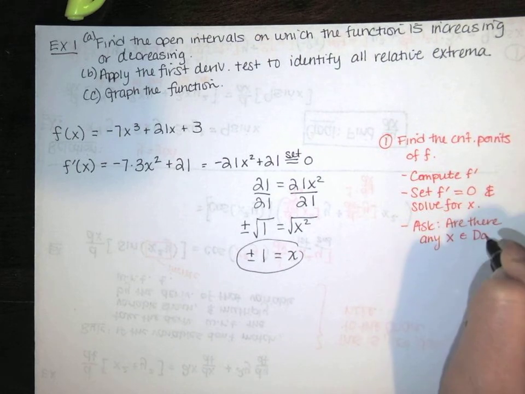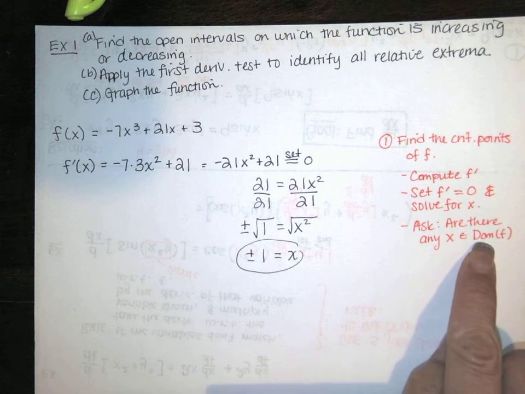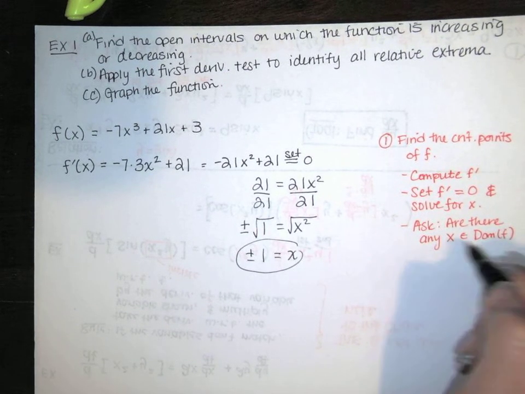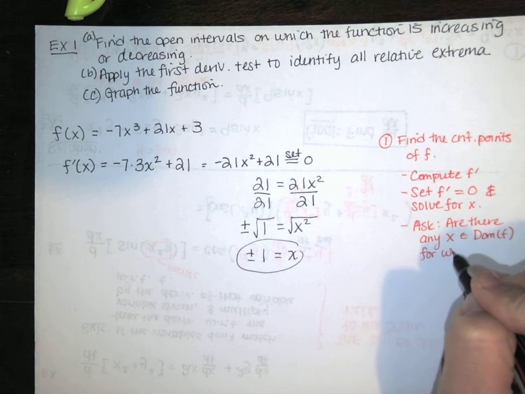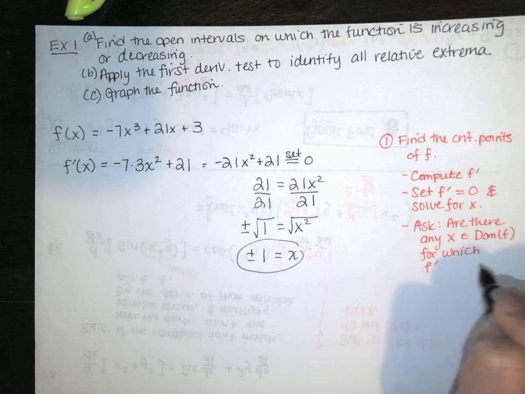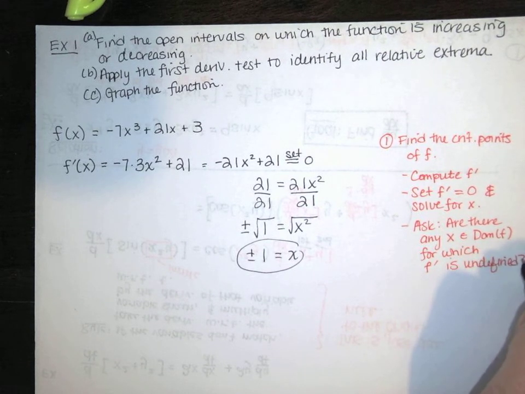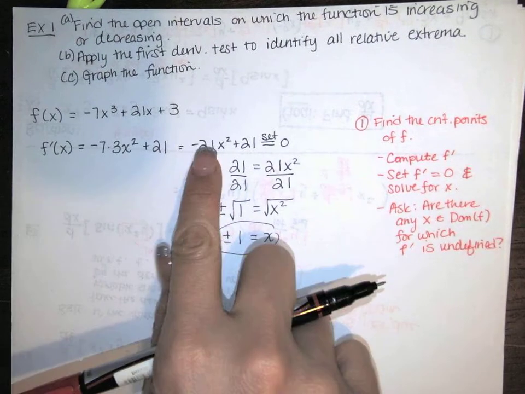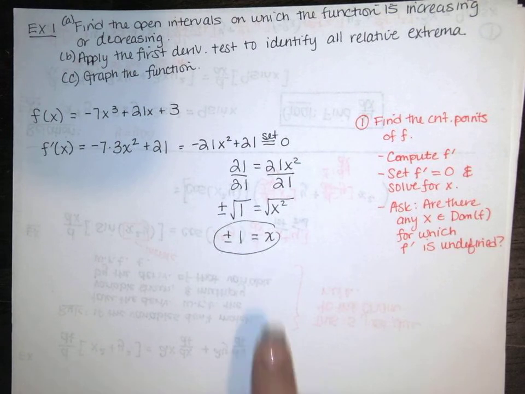So x in the domain of f, that's notation for x being in this set called the domain of f. Are there any x in the domain, let's just say, for which f prime is undefined? And no, there aren't any x values in the domain. That's a polynomial. It's nice. It's well defined for all real numbers. Okay, so we've got our two critical points, the only two critical points.